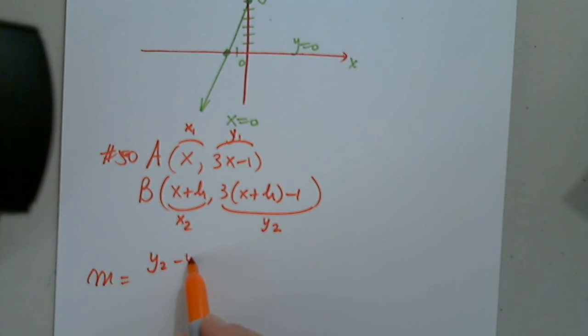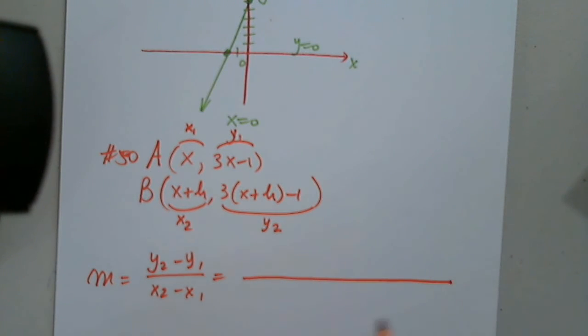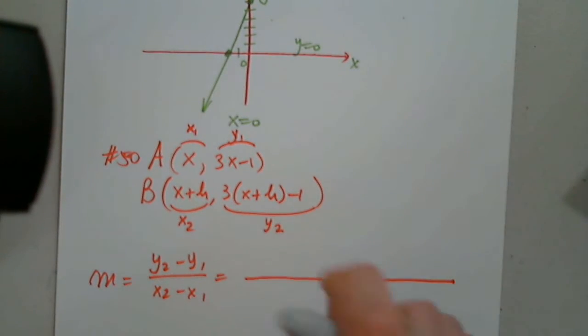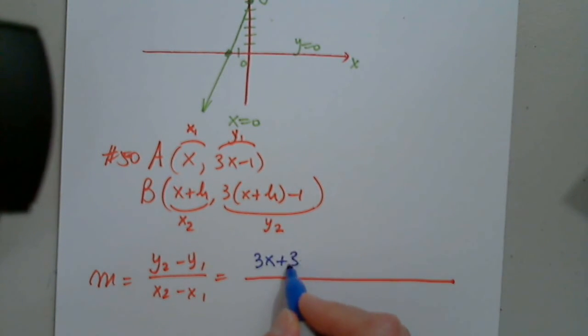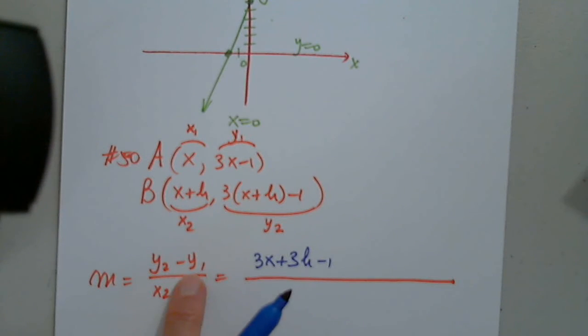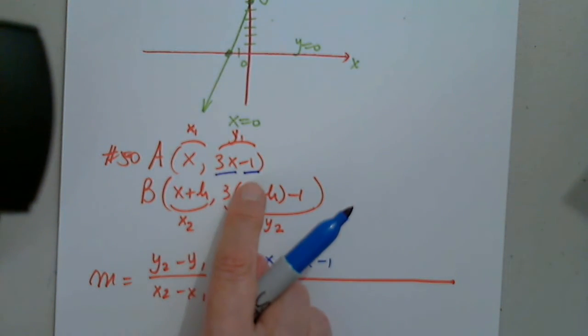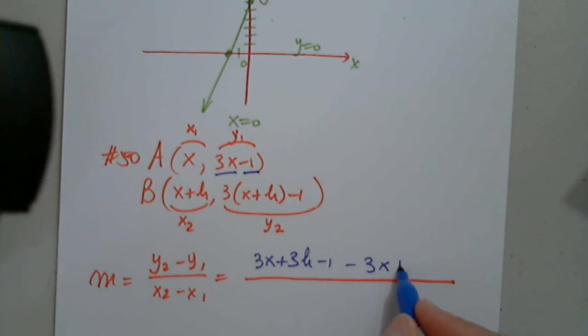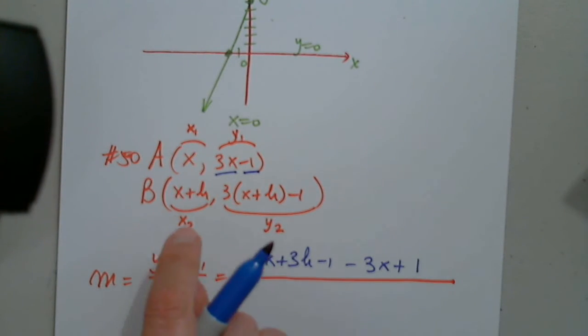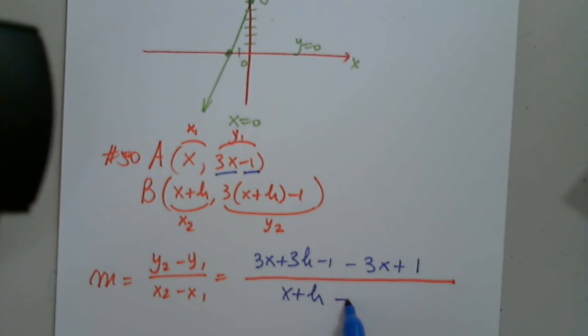And I will write y2 minus y1 over x2 minus x1, and then enter everything step by step. y2, I will also distribute, not to -1, careful, only to 3x plus 3h. So 3x plus 3h minus 1. Now minus y1, careful. Minus y1 means this and this will change their sign. So minus 3x and plus 1. Now x2 minus x1, x2 is x plus h, minus x1, which is x.